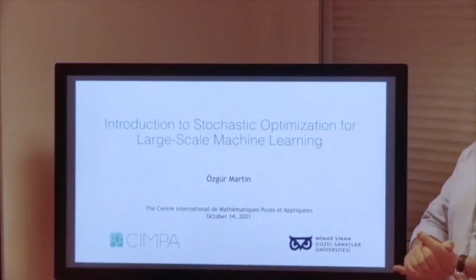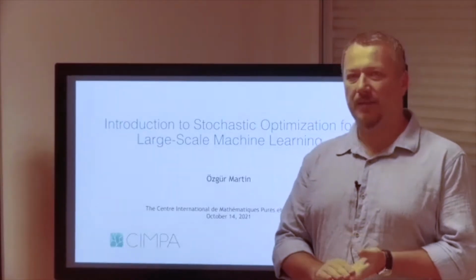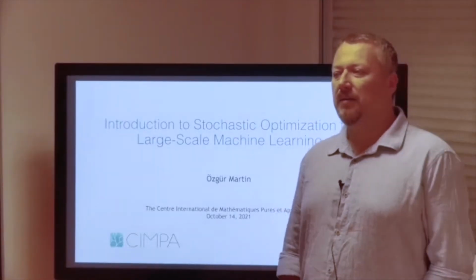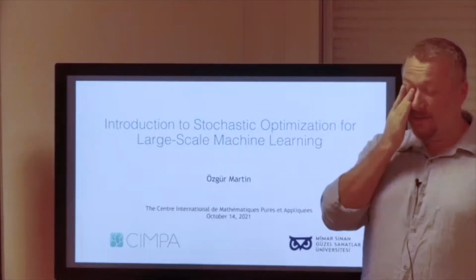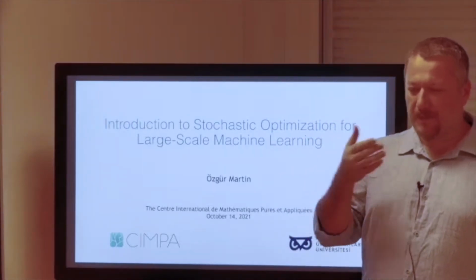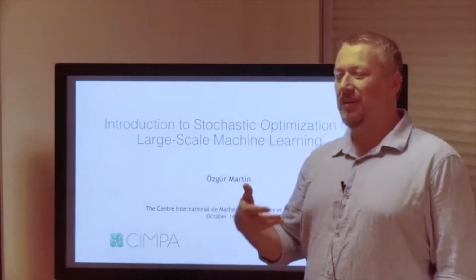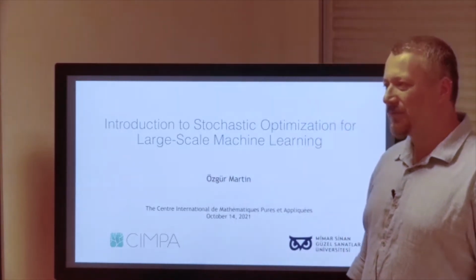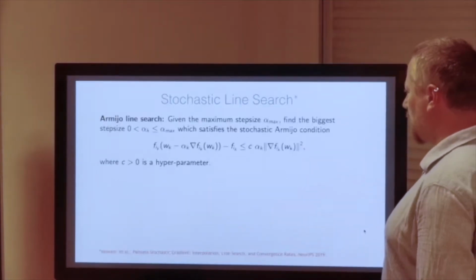Let me remind you what we did last time. We were working on stochastic gradient descent, and then we looked at a variant of that which changes the step sizes during the run of the optimizer. That was called stochastic line search.